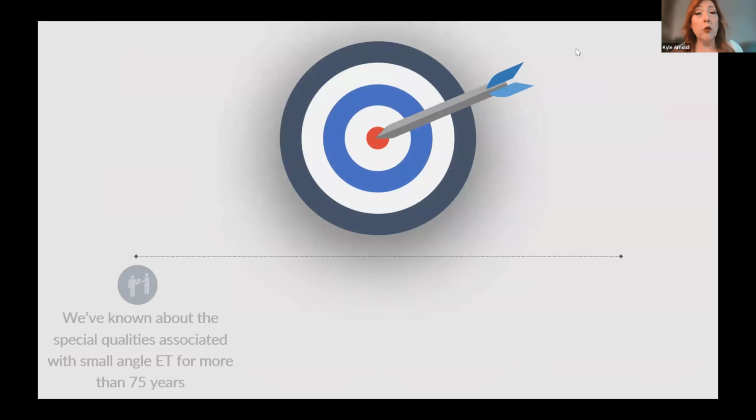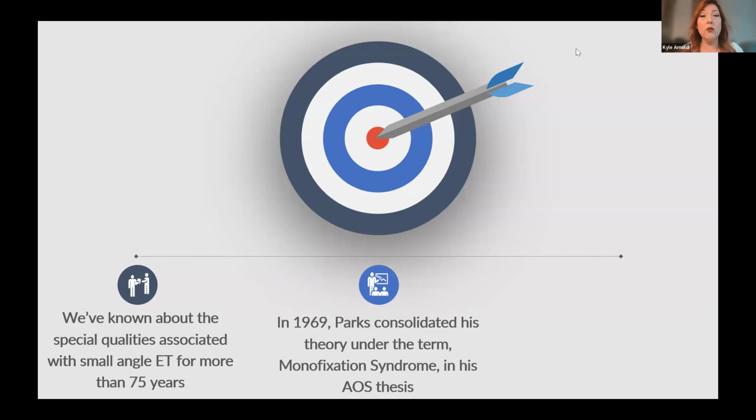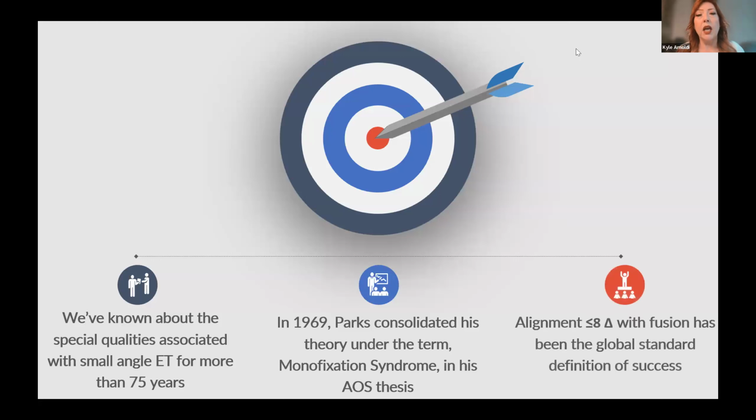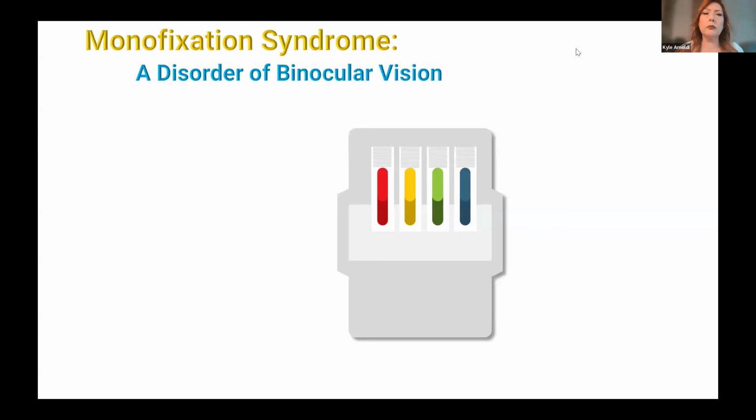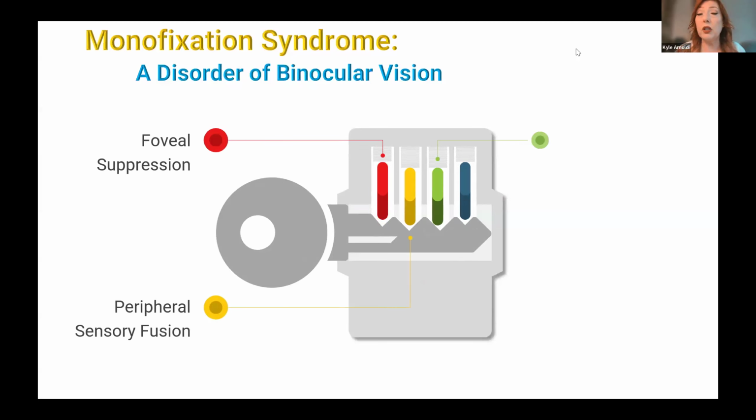Now, we've known about the special qualities of small angle esotropia in particular for more than 75 years, but Marshall Parks is the one who is credited with consolidating that theory under the term monofixation syndrome in his 1969 AOS thesis. And since that time, alignment within 8 prism diopters of ortho has been considered the global standard for success. At its heart, monofixation is a disorder of binocular vision, featuring foveal suppression, peripheral sensory fusion, fusional vergence amplitudes or motor fusion, and gross stereopsis.